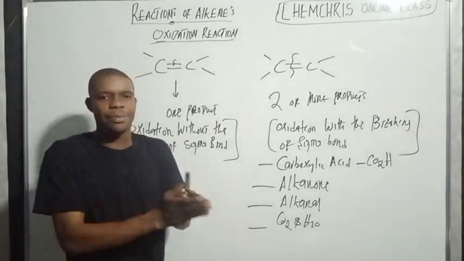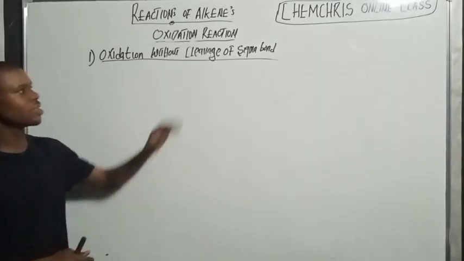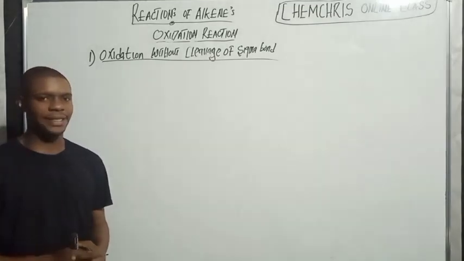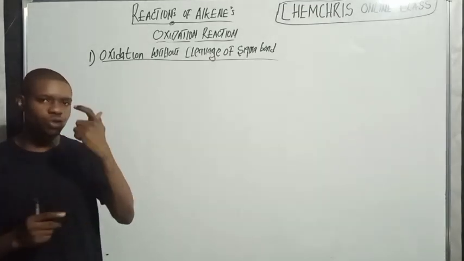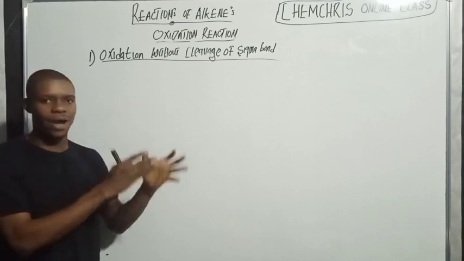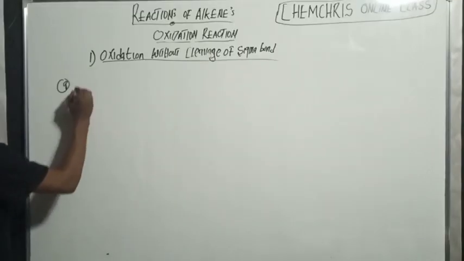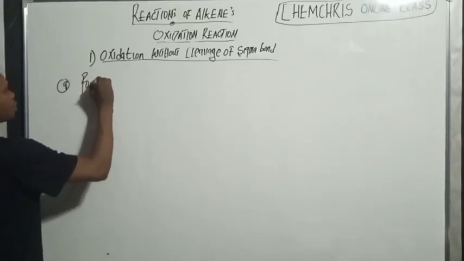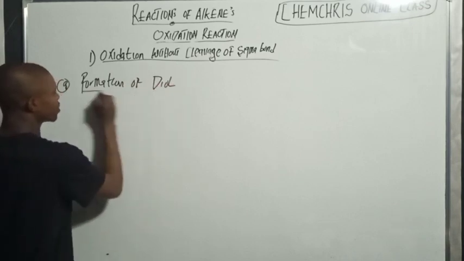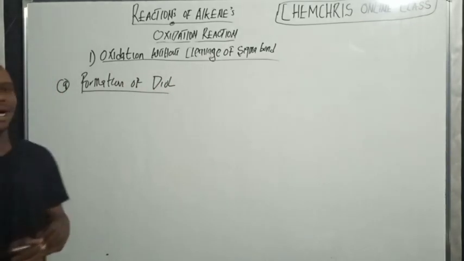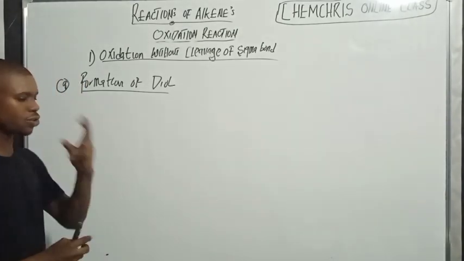So now let's take it step by step. Let's take oxidation without the cleavage of the sigma bond first. Remember, I said it can form two products, either a diol or a peroxide. So let's look at the first one, the formation of a diol. There are two reagents you can use to achieve this product.